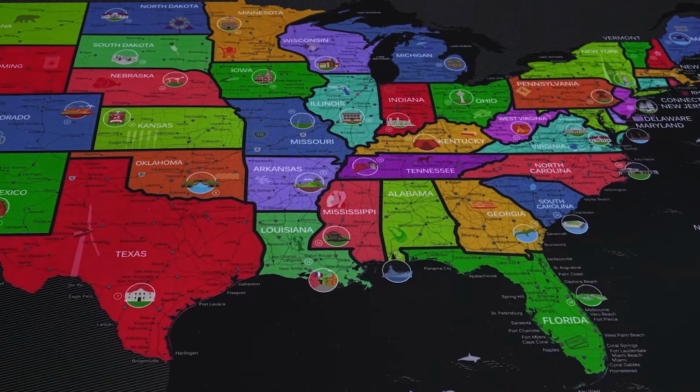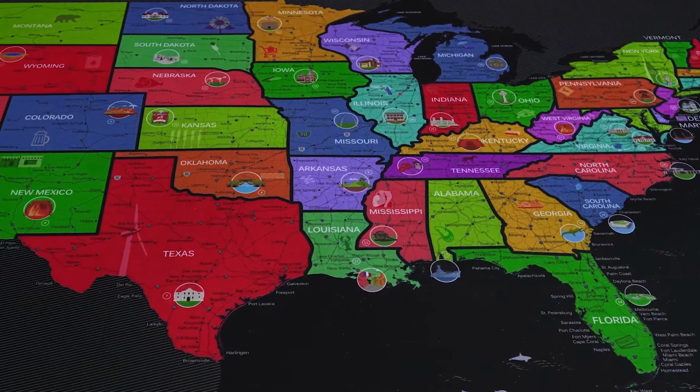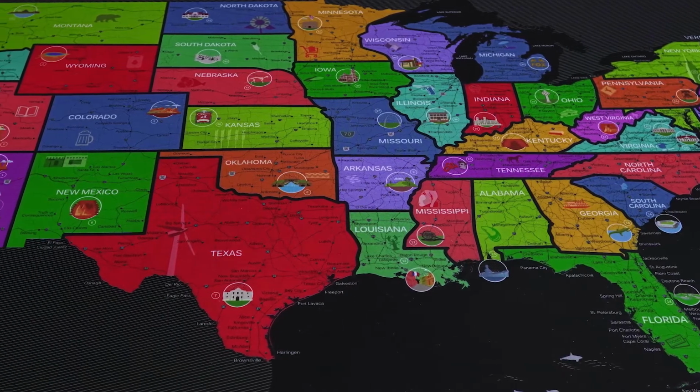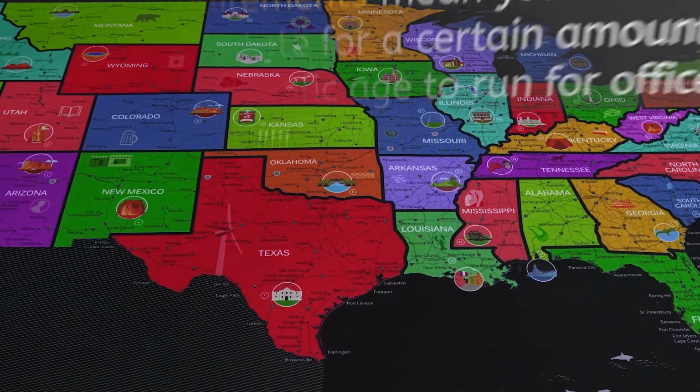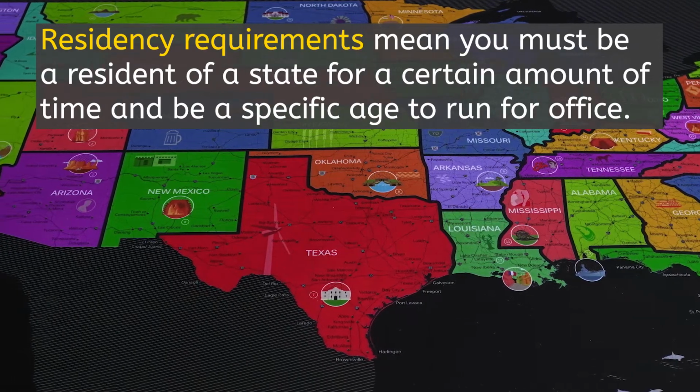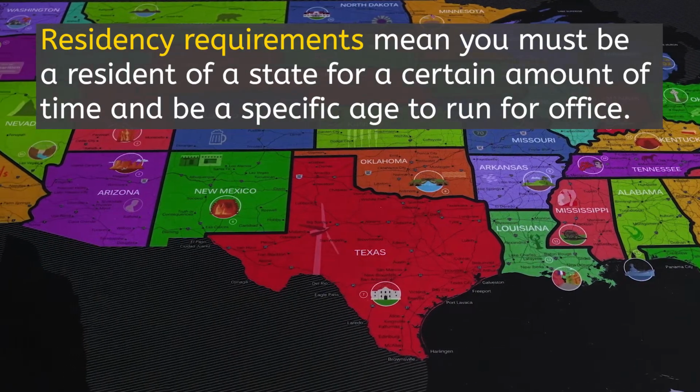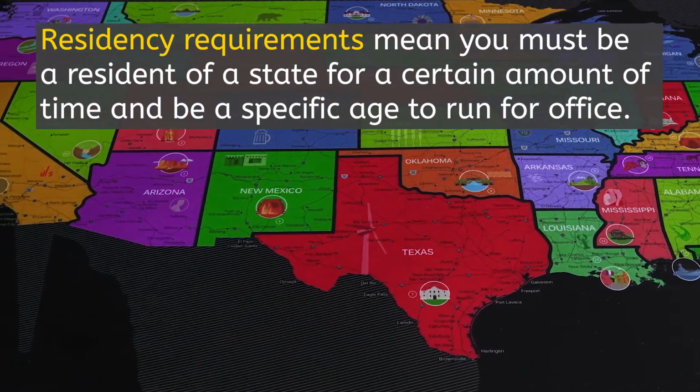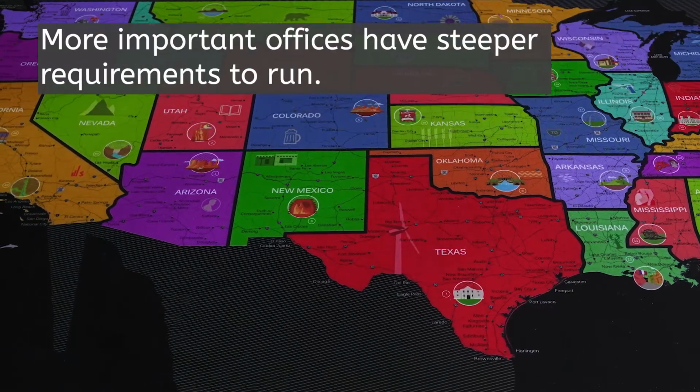The 10th Amendment grants reserved rights, so each state has different requirements for running for different offices. Generally, they cover residency requirements, which means you must be a resident of a state for a certain amount of time and be a specific age to run for office. Typically, more important offices have steeper requirements to run.